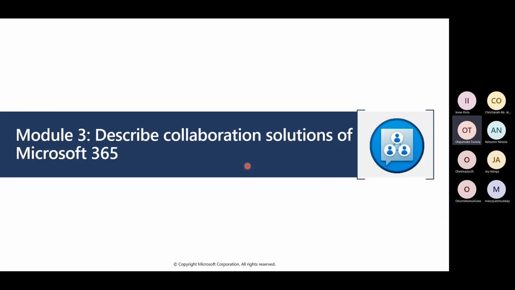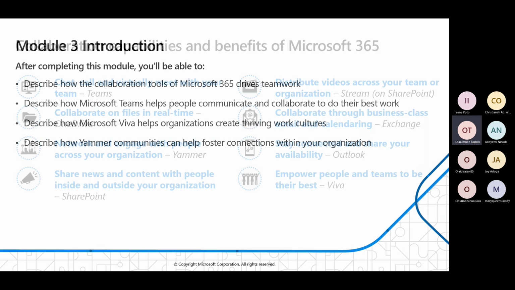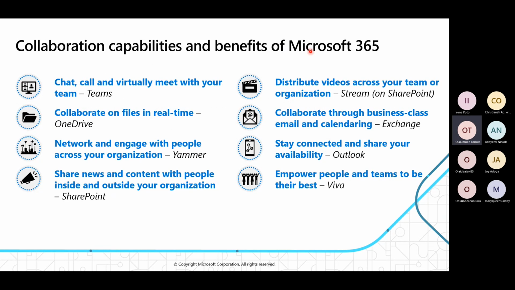So let's talk about collaboration solutions for Microsoft 365. In talking about it, you're going to look at the capabilities and the benefits. When you talk about collaboration tools for Microsoft 365, the number one tool that helps you chat, call, and virtually meet with your teams is Microsoft Teams. If you want to collaborate on files in real time, which means that Adeyemi is working on a file and I'm working on that same file together, both of us can work together on a Word document. That process is called co-authoring.